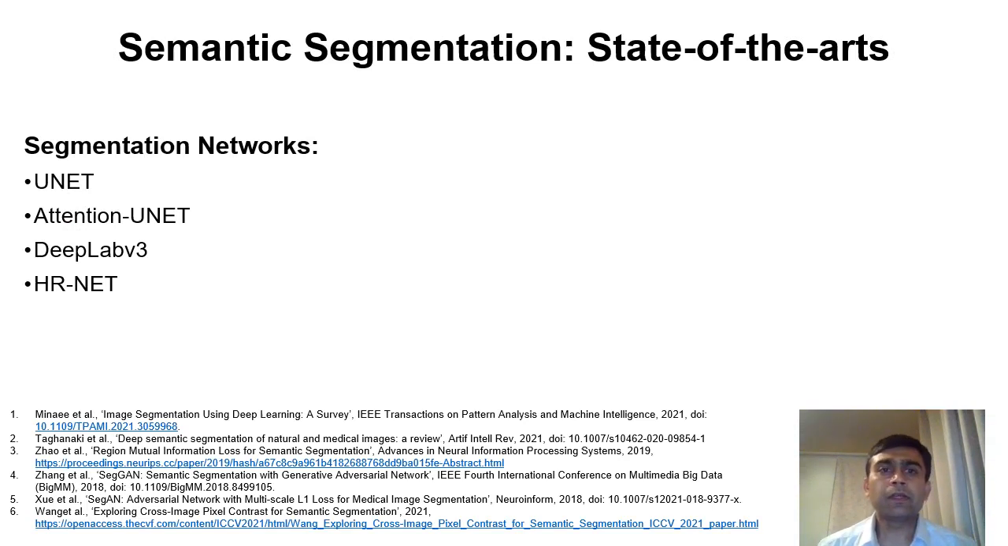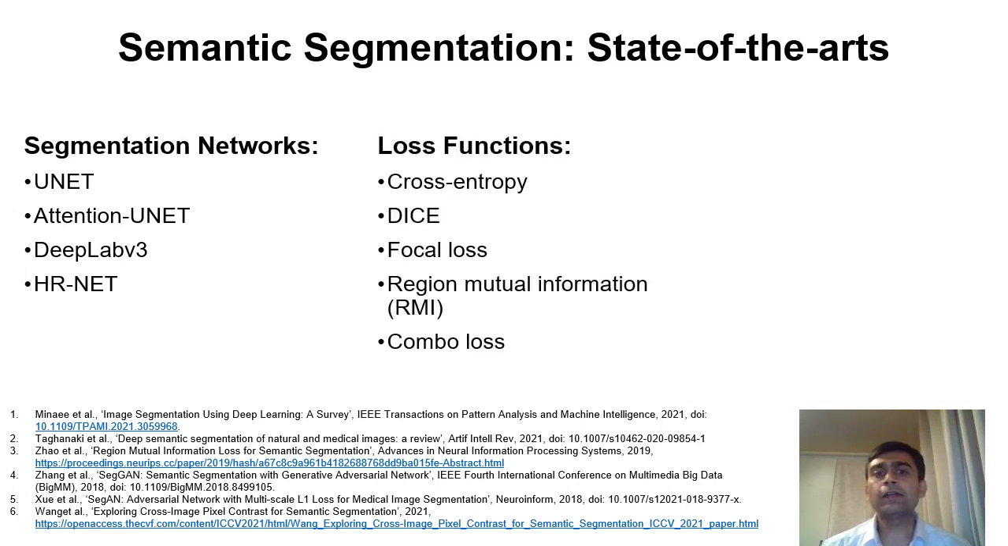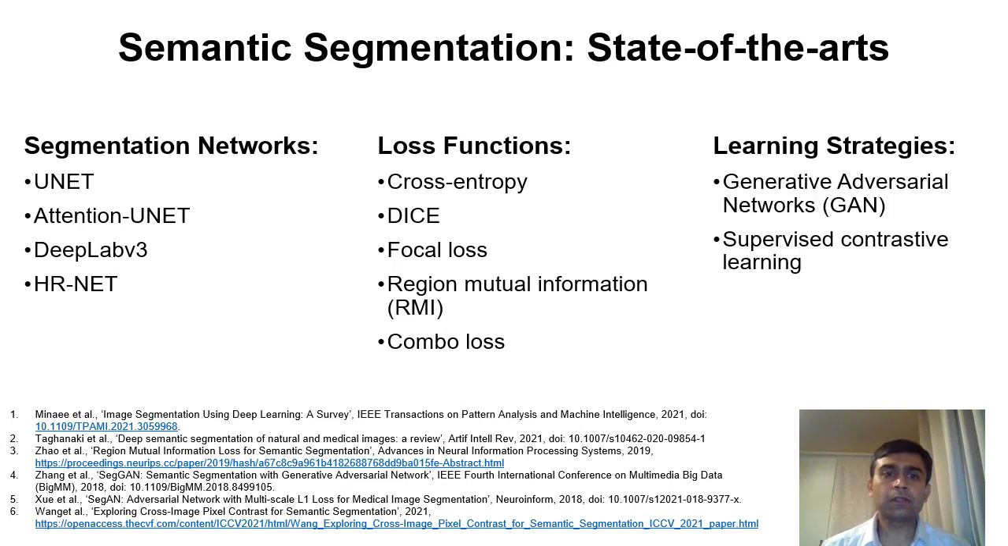State-of-the-art in semantic segmentation can be broadly categorized into segmentation networks, loss functions, and learning strategies. Significant development has been made towards segmentation network architectures, and here we discuss a few notable ones that we implement in this work. UNet and Attention UNet have been widely studied for segmentation in medical imaging, while deeper networks such as DeepLab family and HRNet have shown promising performance on RGB benchmarks. Research on the loss function has highlighted the need for combining pixel-wise loss such as cross-entropy with overlapping loss such as DICE and RMI, as well as learning strategies including GAN and contrastive learning.